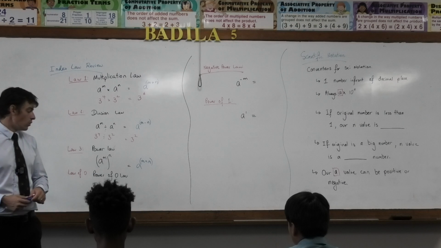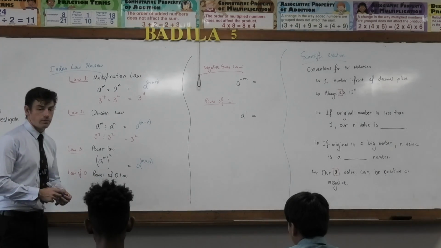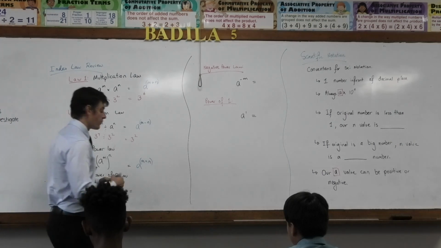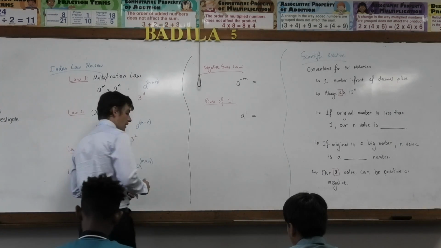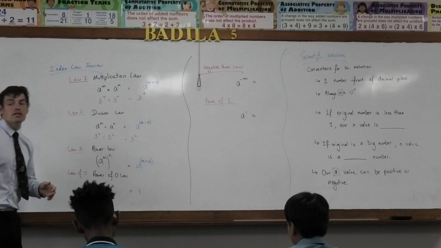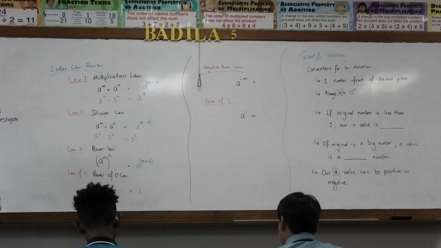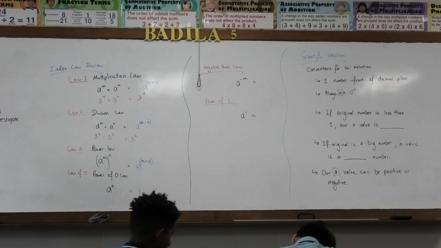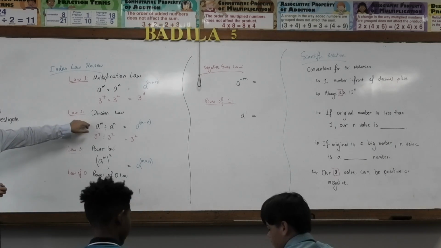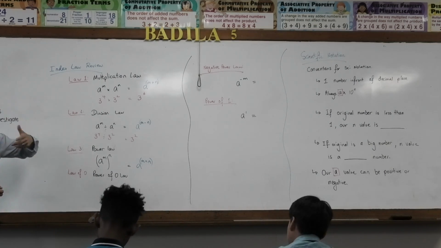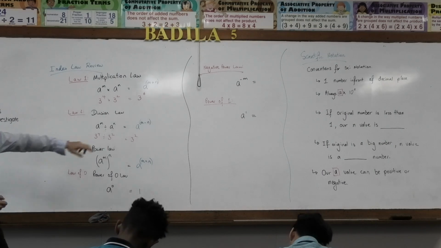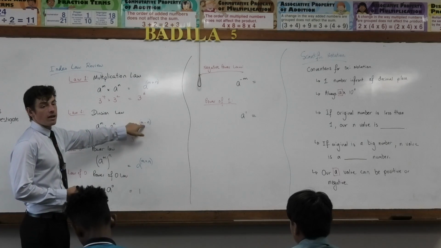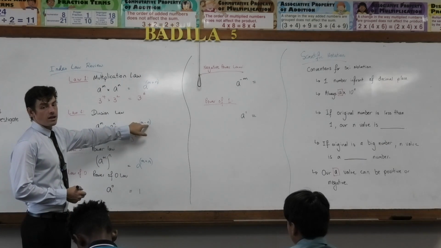Cool? The power of zero law. Anything to the power of zero is 1. Can anyone explain to me why that's the case? Ashton? Because you're not timesing anything by that 0, because there's nothing to times, and so you just have 1 and whatever. Awesome. So if we look at this example, what happens if n equals m? It would be a to the power of m minus m. What's m minus m? 0.